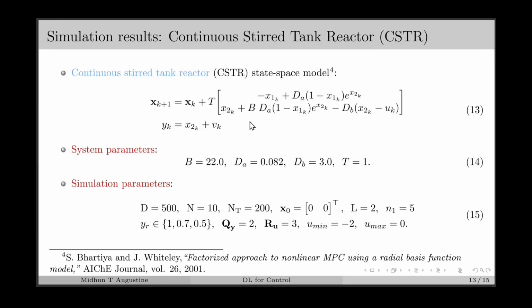In equation 13, we have a state space model of the CSTR system, which contains two state variables, where x1 is the reactor concentration and x2 is the reactor temperature. We consider the output as x2, and here we added some noise, which is denoted by v_k. The system parameters are chosen as in equation 14, and the simulation parameters are chosen as in equation 15.